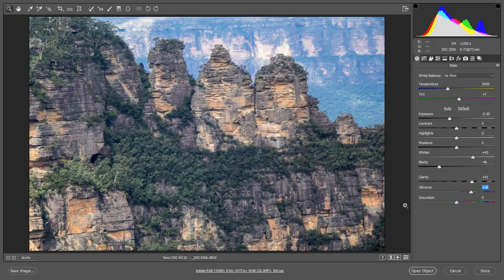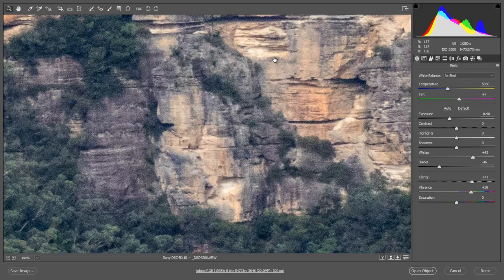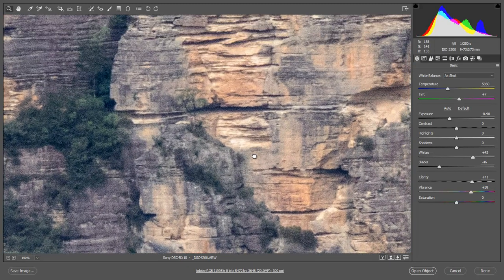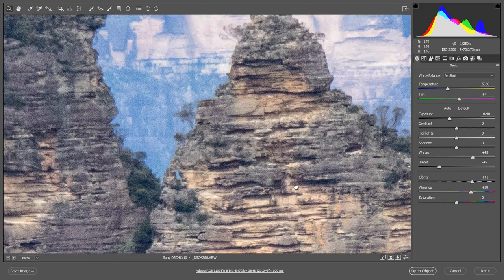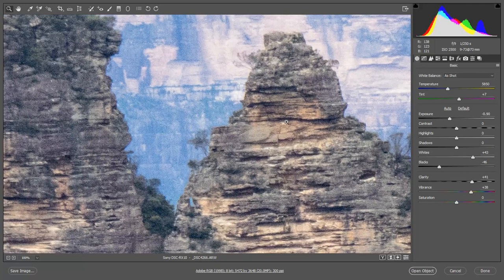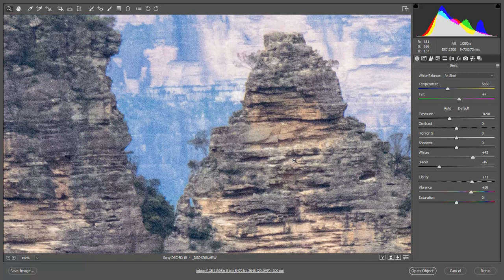I can bring this up to 100% instantly just by double clicking the zoom here, and you can see that straight away. But if I drag down so we see a little bit of the rock edges and the background, you can see this picture is extremely noisy. Now we can do something about this using the luminosity slider in the detail section.